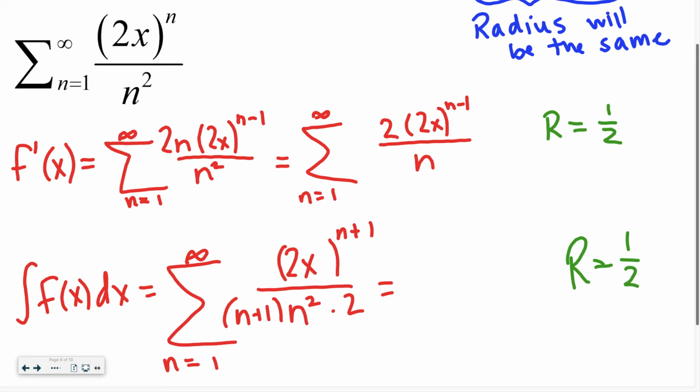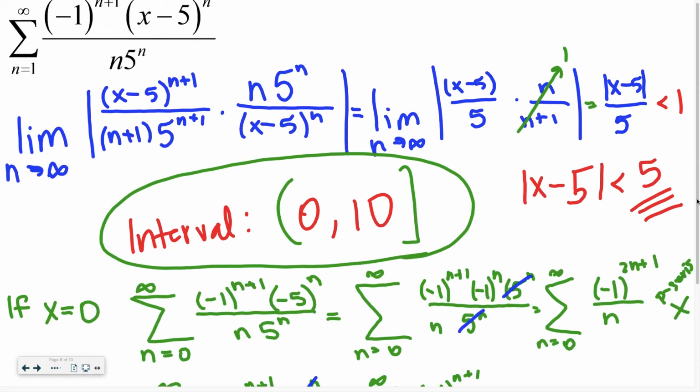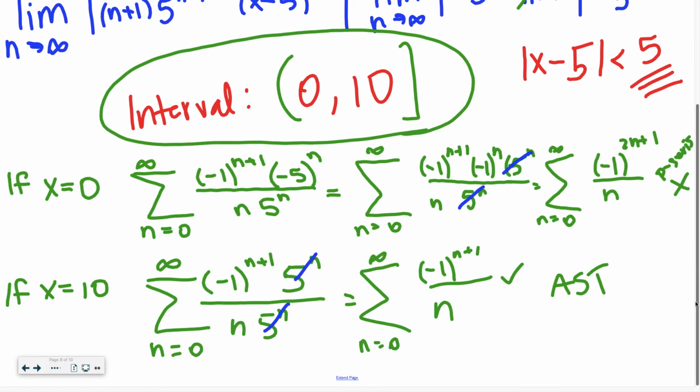What will happen each time? You'll either get some sort of alternating series, or you'll not get an alternating series. One of the two things will happen. It'll either be a -1 to a power, or it'll be a positive number to a power. You're just going to have to kind of finagle it around, okay?